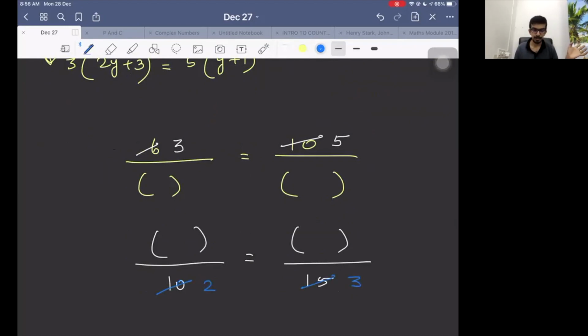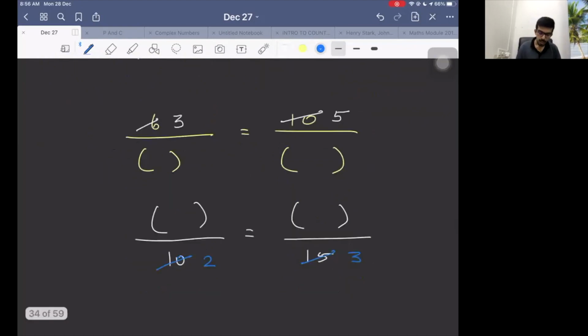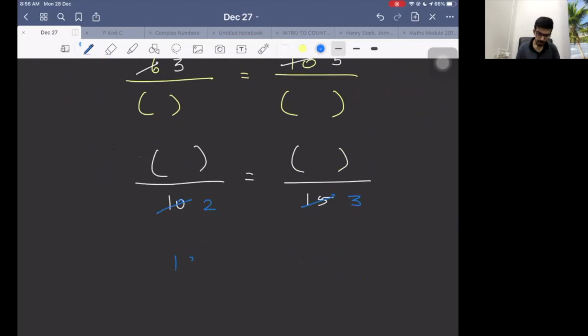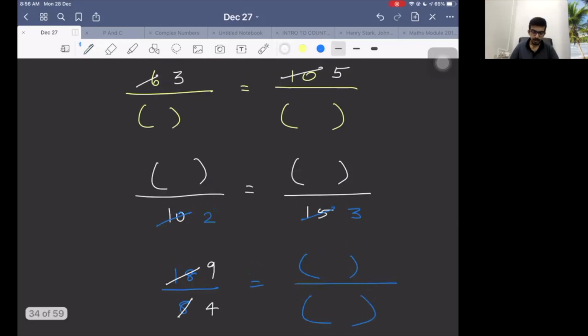Without worrying about the numerators. And now, suppose you have 18 by 6 and let it be 8. And you have something by something. Here you can cancel off common terms from the numerator and denominator. So you can get rid of 2, 9 by 4. Understood 3 cases, right? You understood all the 3 cases, right?